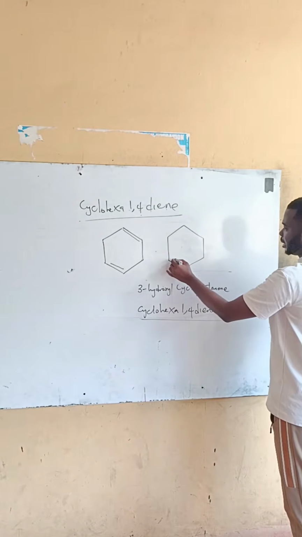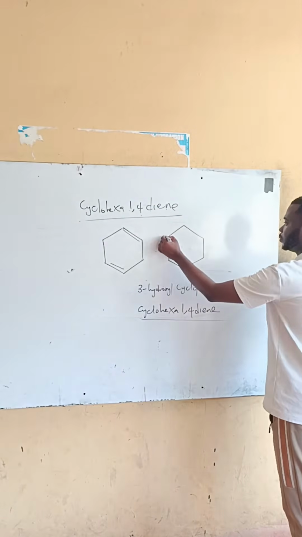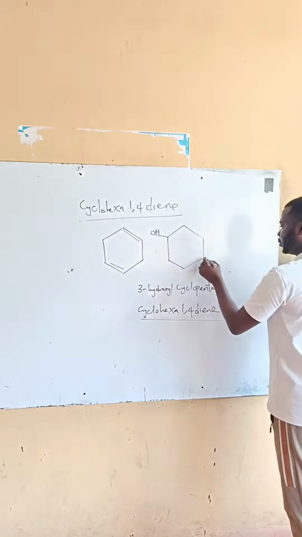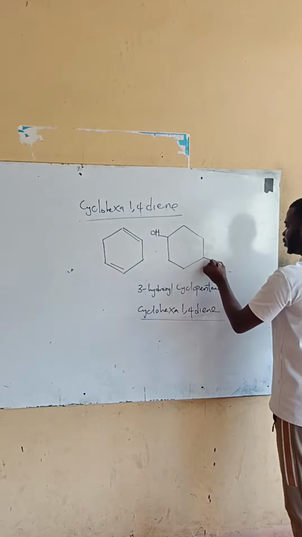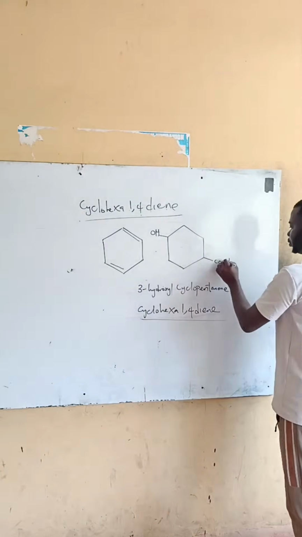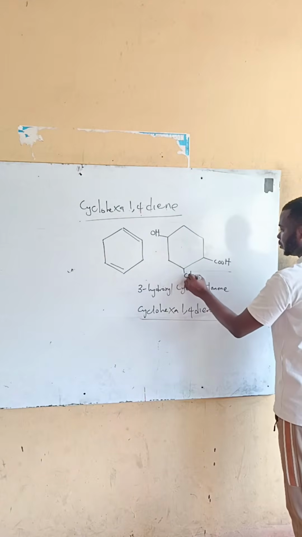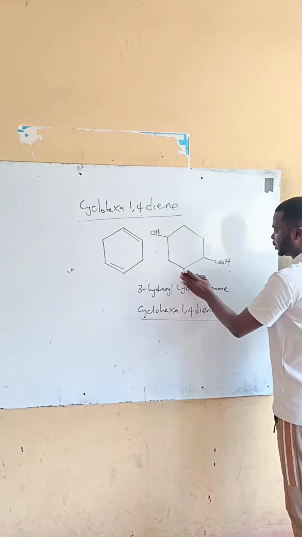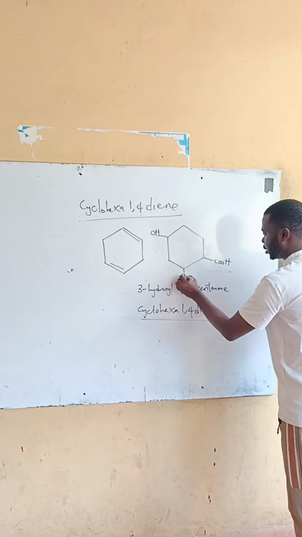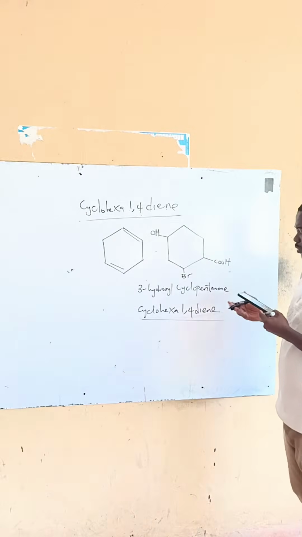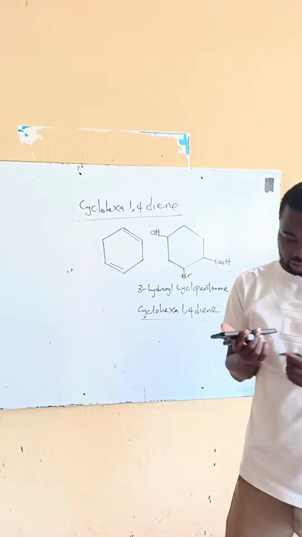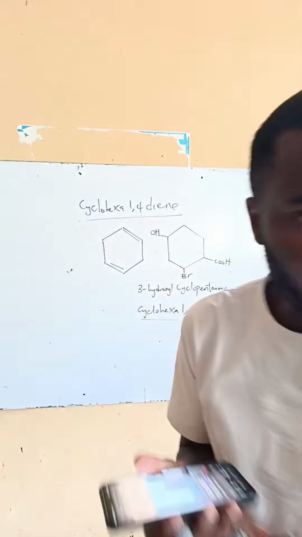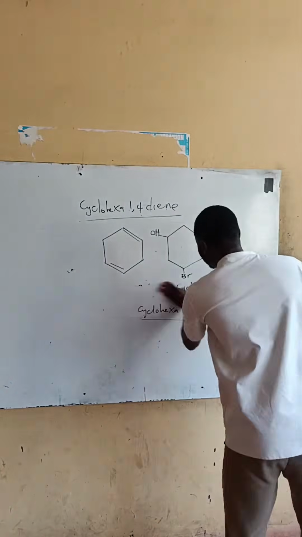Let's imagine we have OH here. We have COOH. Then we have CO, and this Br. Now, I want somebody to name this compound on the board. Try to name that compound. Everybody, try to name that compound.